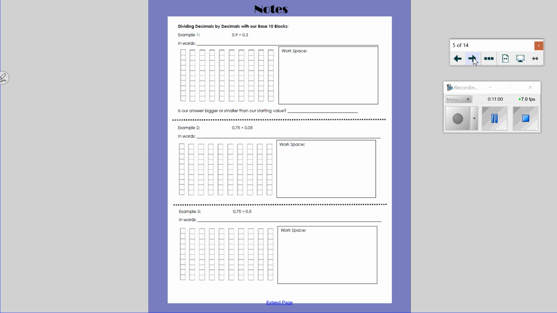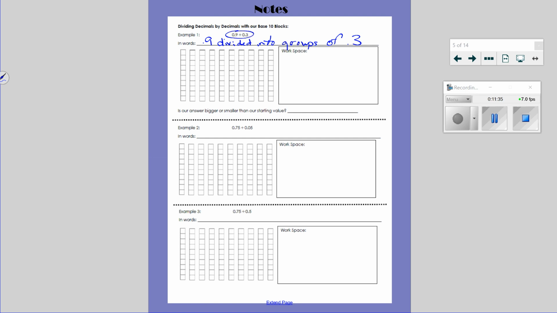Okay? Our first problem, we're going to take 9/10 and divide it by 3/10. So in words, what is it that I'm actually asking you? I'm asking 9/10 divided into groups of 3/10, or how many groups of 3/10 are there in 9/10?